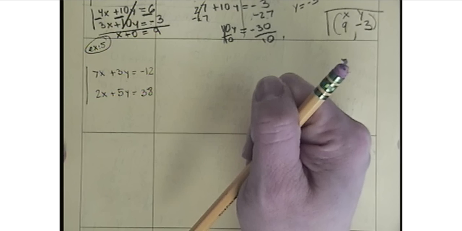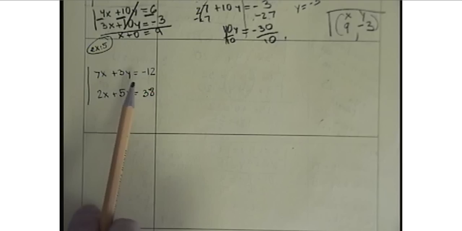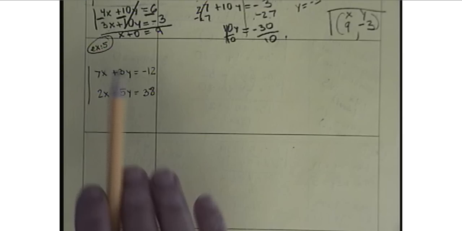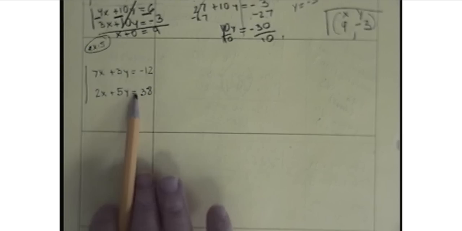And what can we do here? Well, we can look through 12 and 38 and think if we can do something. If not, here's what we're going to do. You just need to pick the x or y term. It doesn't matter which one of those two. And you're going to multiply each one of those equations by the opposite number.